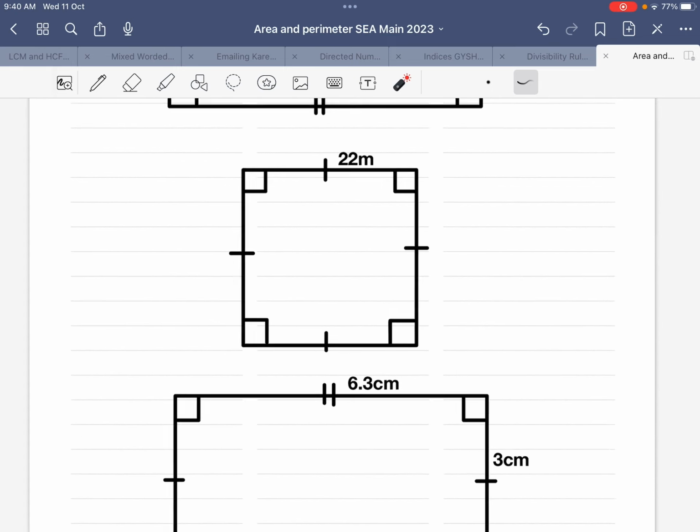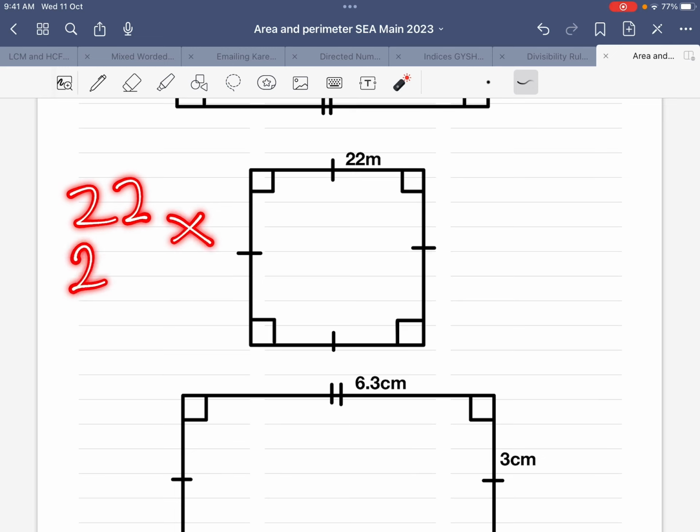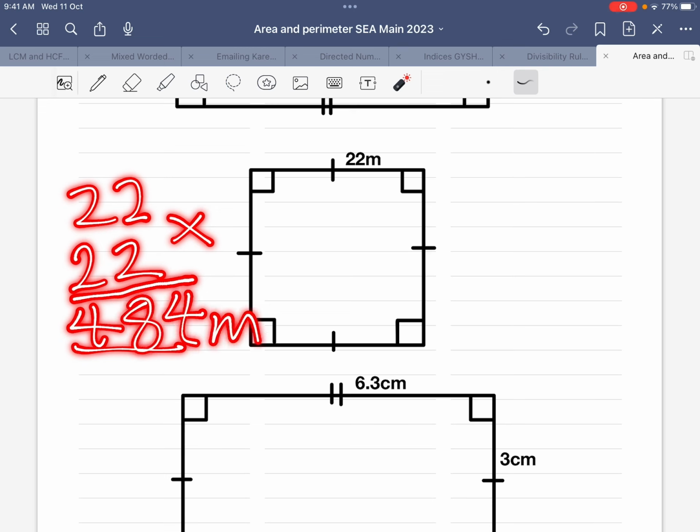Number 2, the perimeter is 4 times the side, which is 22 times 4, which is 88 meters squared. The area will be side times side, which is 22 times 22, which will be equal to 484 meters squared.